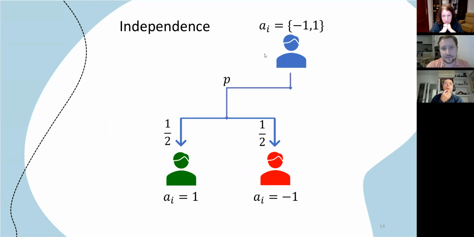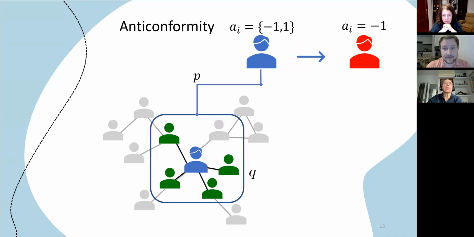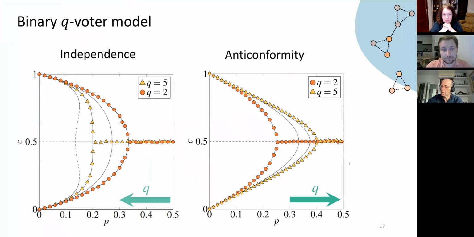When I'm dealing with the model of independence, I just flip a coin. So I pick one of the values, 1 or -1, with equal probability 1/2. And in the anticonformity case, I look at my neighborhood in a similar way as in the conformity, but I will apply the opposite value to this neighborhood. So I want to be different than my neighborhood, basically. And in the case when the neighborhood is on value -1, I do the same.